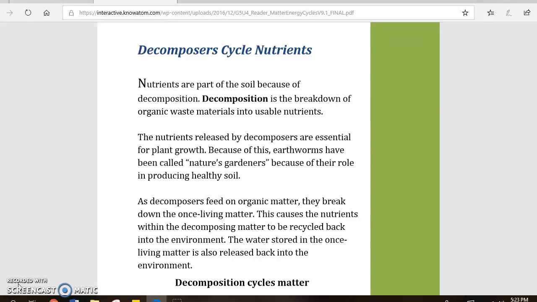As decomposers feed on organic matter, they break down the once living matter. This causes the nutrients within the decomposing matter to be recycled back into the environment. The water stored in the once living matter is also released back into the environment.